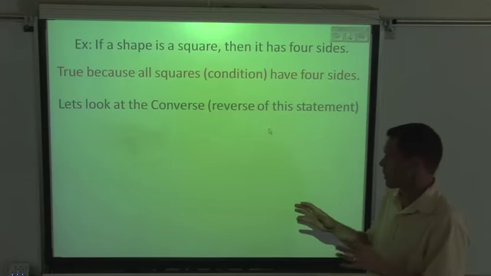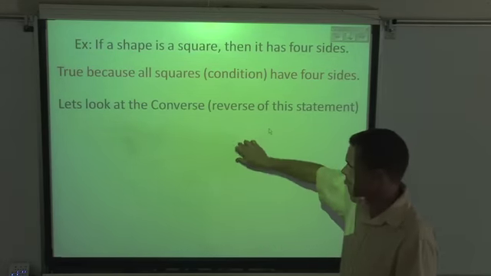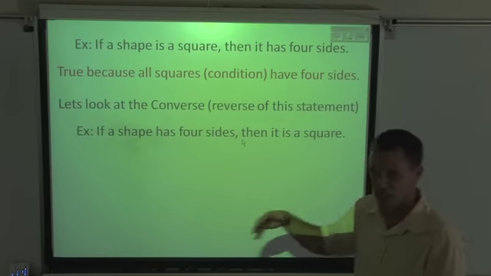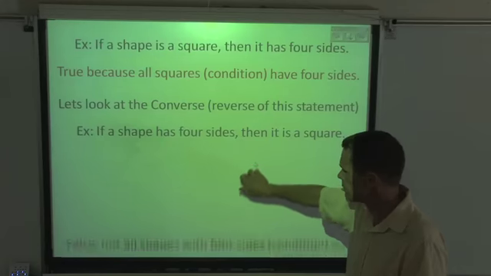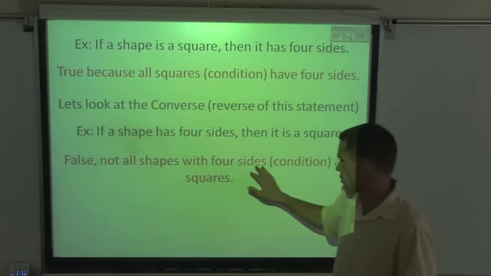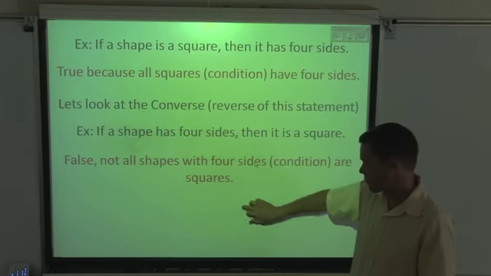Now let's look at the converse, and we're going to discuss what the converse is in just a second, but it means to reverse the statement. If a shape has four sides, then it's a square? Well, this is false, because not all shapes with four sides, that's our new condition, are squares.